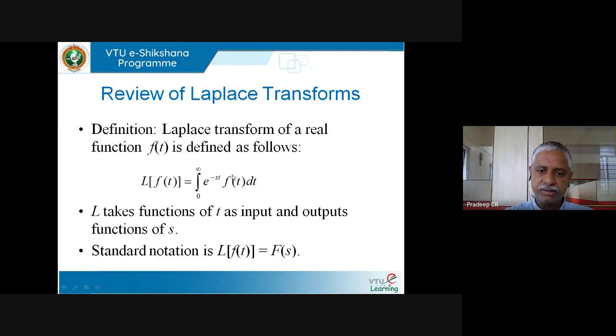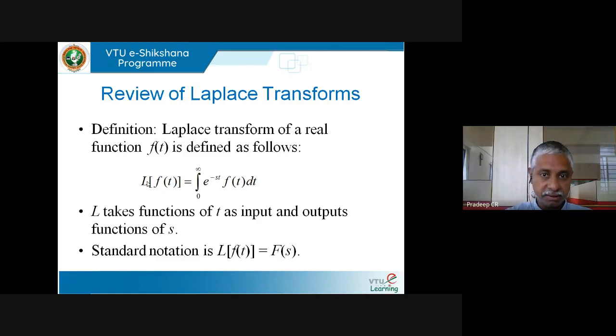You see here, this f(t) is some particular function of t. When I multiply by e power minus st, I'll get a function in both s and t. And I'm integrating with respect to t. So when I integrate, I'll get a function in both s and t. But then I'm substituting limits of t as 0 and infinity, which means t is no more there, you can't see that t in the expression. So I'll be left with only s. So the resulting expression is a function in s.